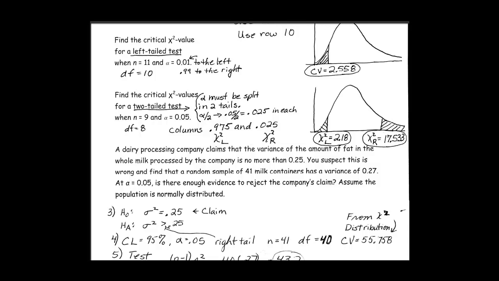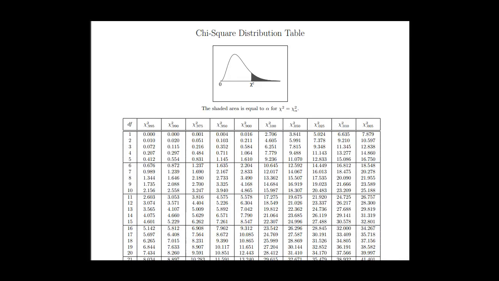So going back to the table, I'm going to look down here at degrees of freedom 8, but I'm going across to right here, this third column in, which is our chi-squared 0.975. So that would give us a chi-squared value of 2.18. That would be the critical value that would mark the borderline for our left tail.